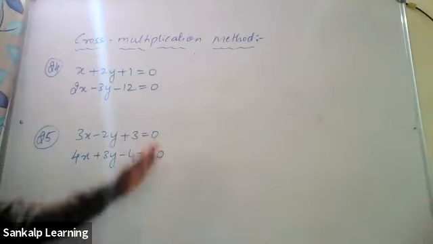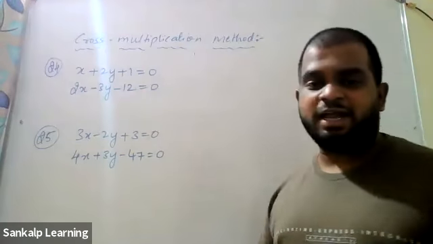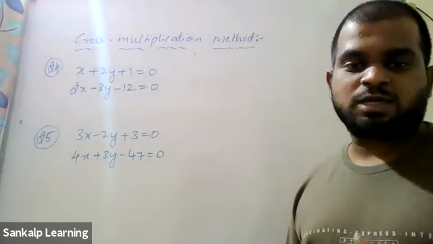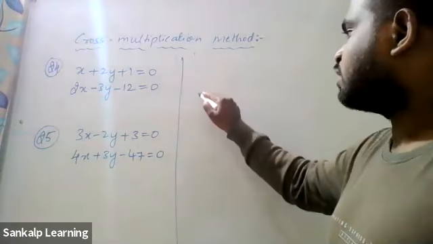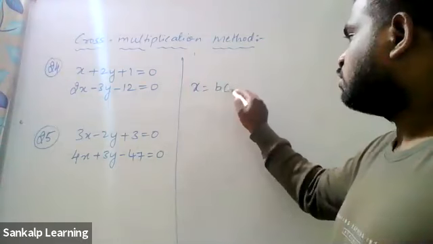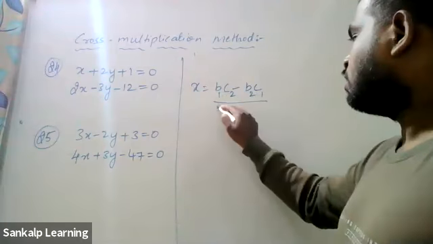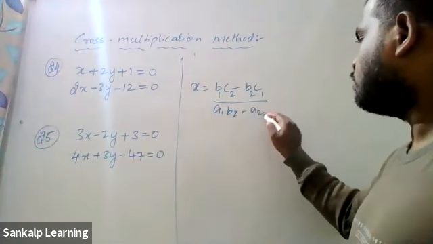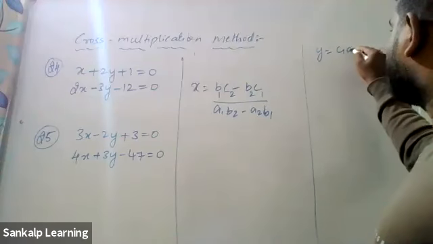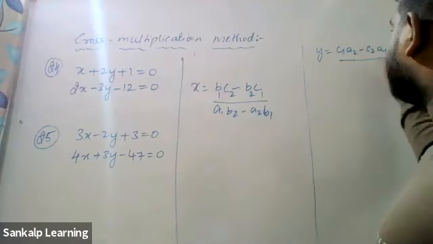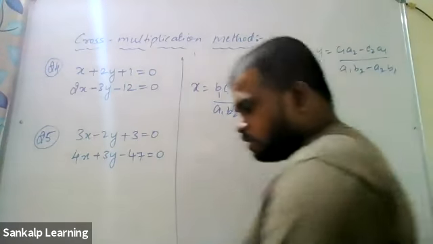Simple, the RHS is already 0 everywhere, so you don't need to worry. It's very easy. Find A1 B1 C1, A2 B2 C2, substitute in the formula. For your reference, I will also write the formula. X is equal to B1C2 minus B2C1, the 1 2 reversed to 2 1, divided by A1 B2 minus A2 B1. That is to find X. To find Y, C1 A2 minus C2 A1 divided by A1 B2 minus A2 B1. I have written it. Make it fast.